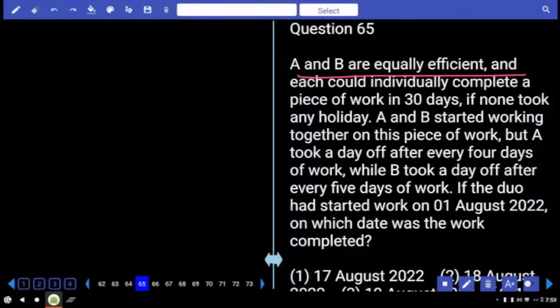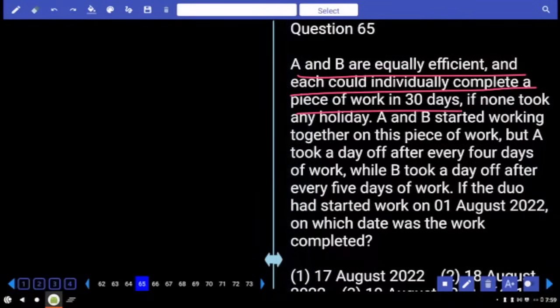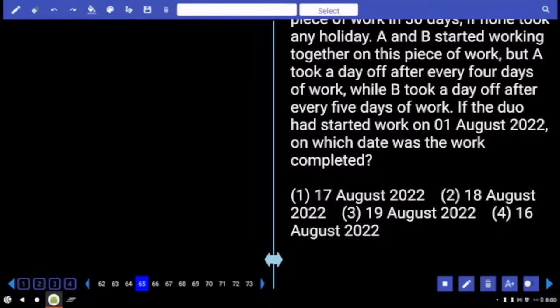Equally efficient, each could individually do the work in 30 days. So A can do it in 30, B can do it in 30. Both started work from 1st of August onwards. But A is taking leave for 1 day after every 4 days of work. B is taking 1 day off after every 5 days of work. Like that, if they started working, on which particular day is the work completed? That's the question, right? Go to options first. All are close to each other. What is the minimum?